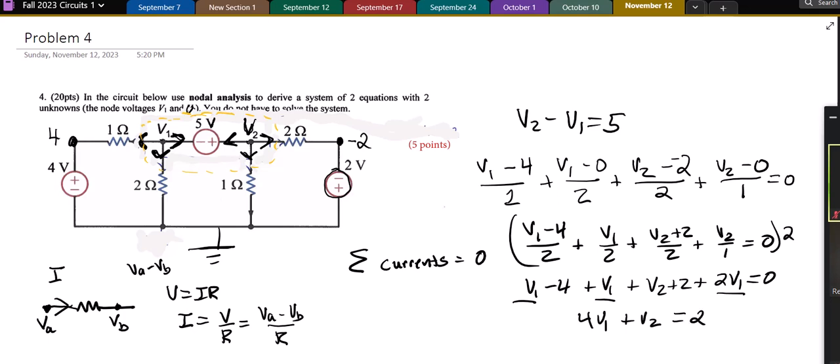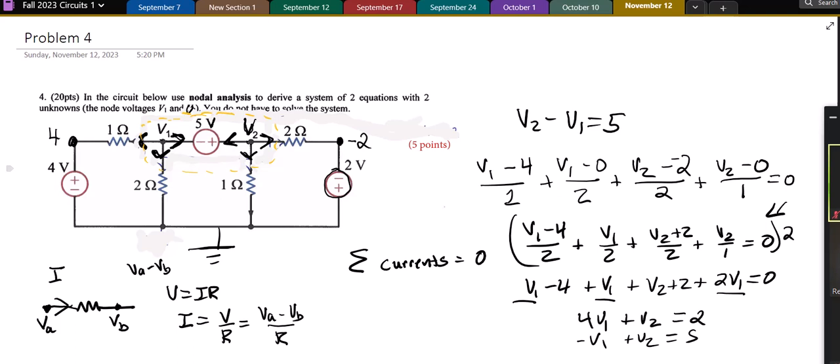Although it looks like you didn't have to do that. You could have just left it like this. And then our other equation is minus V1 plus V2 equals 5. And then you could solve these, but it says you don't have to.